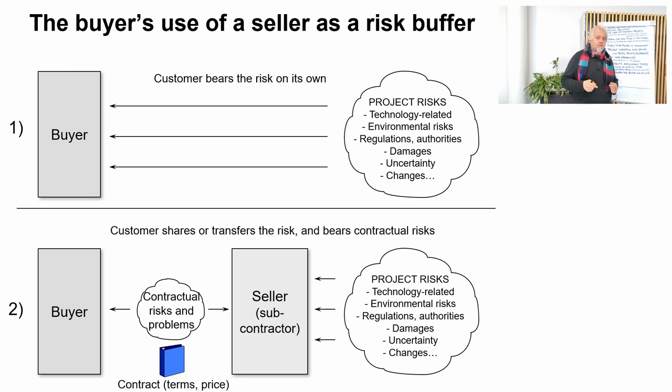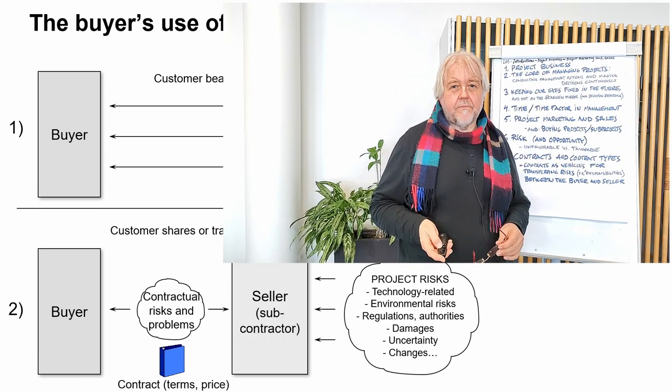and also all potential problems that may come with the seller. Also, if the seller does a low quality job and so on, you can end up in lawsuits if you cannot agree. So these are examples of the other types of risks: contractual risks and problems that arise from making a contract with the seller.